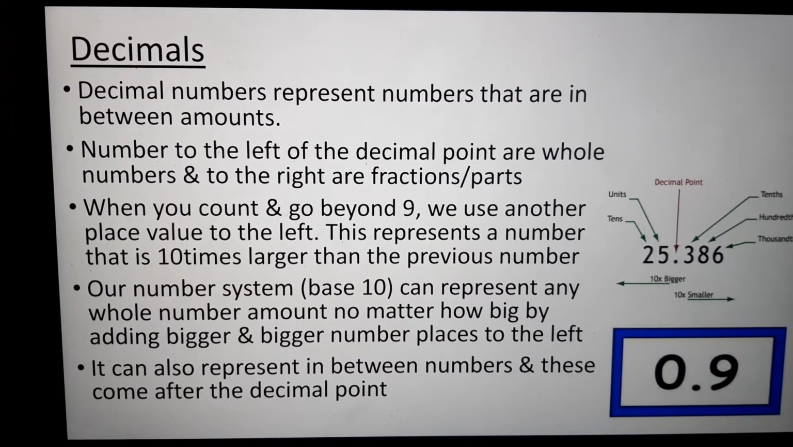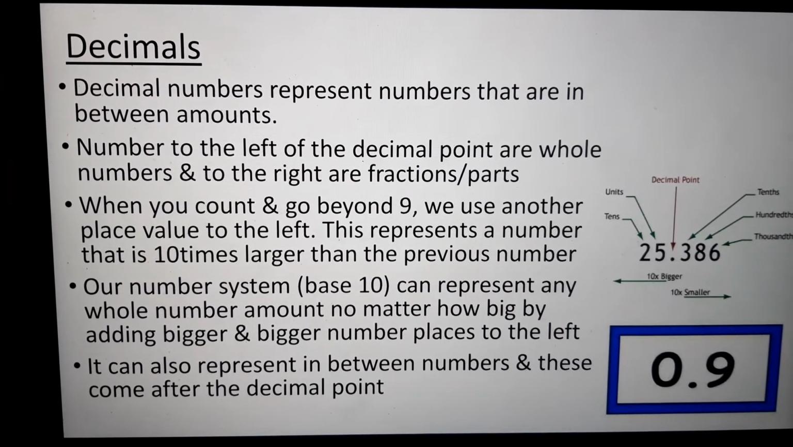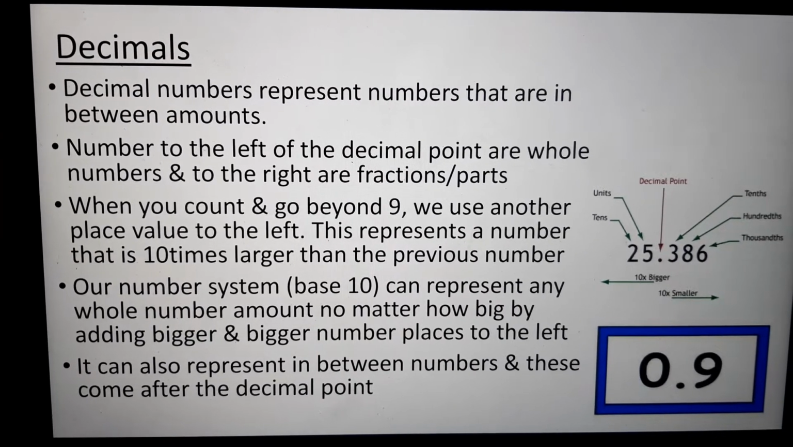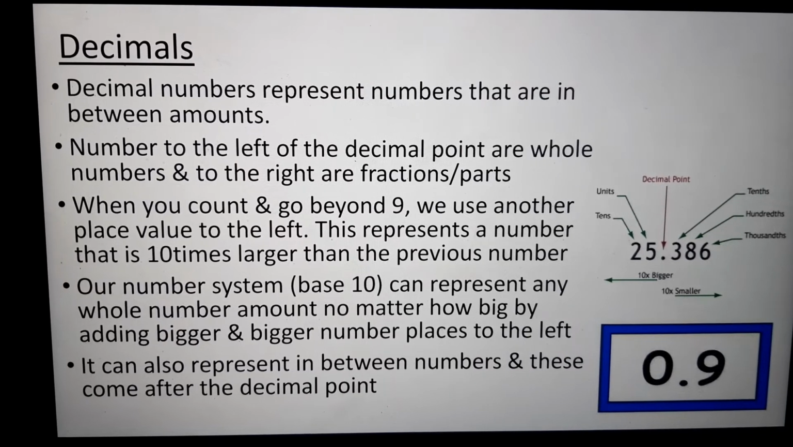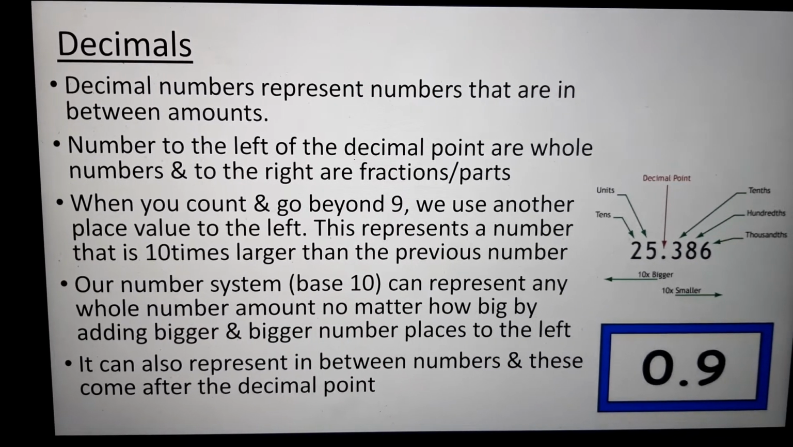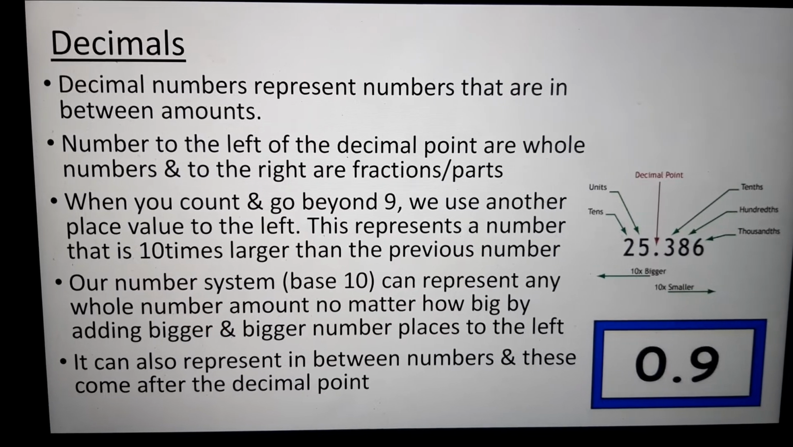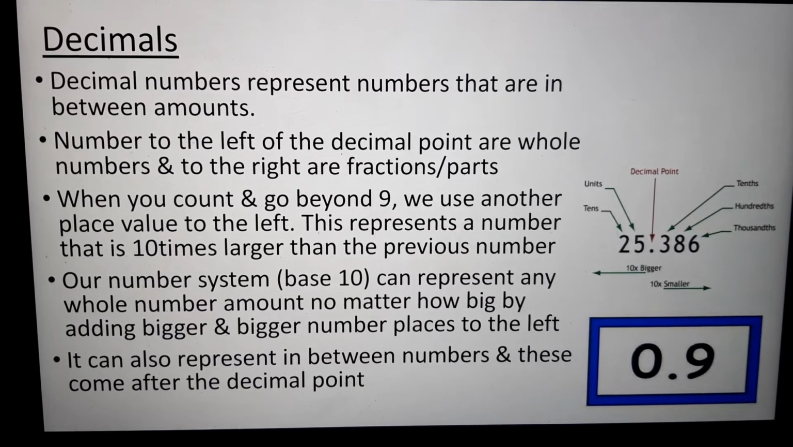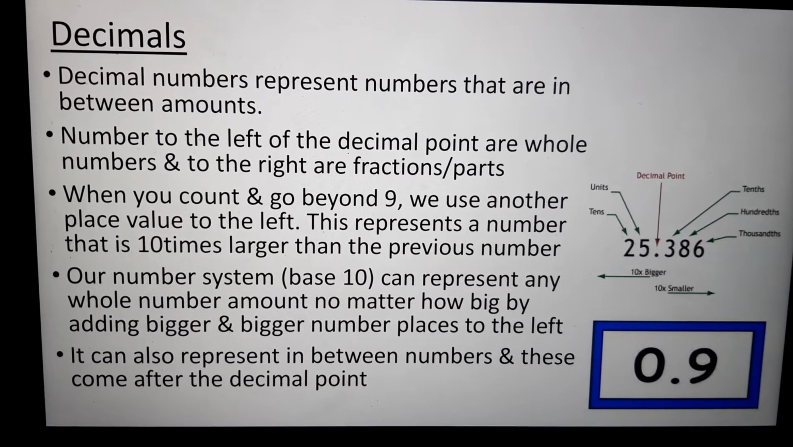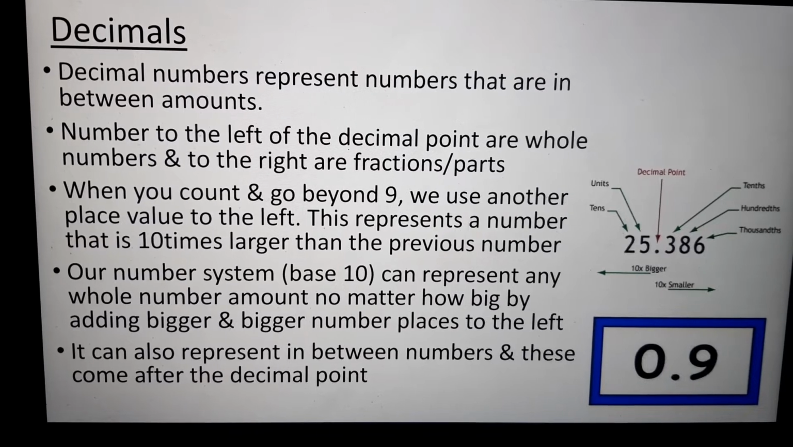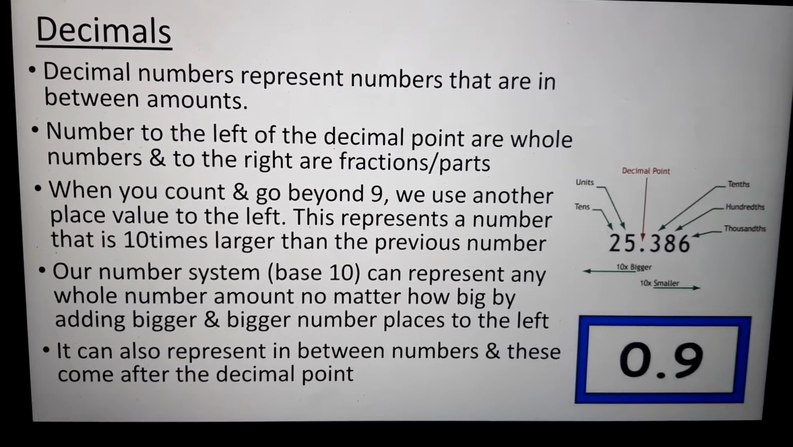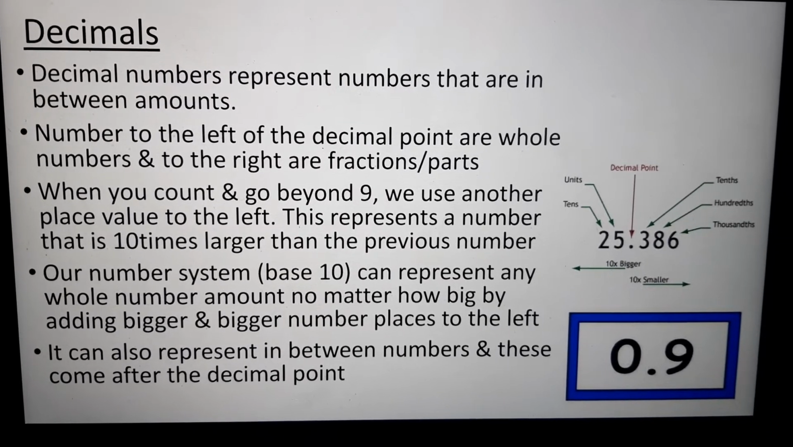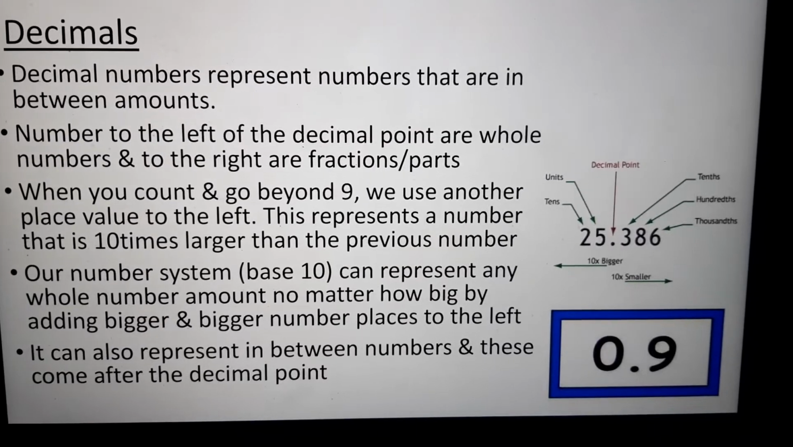Decimal numbers represent numbers that are in between numbers. Numbers to the left of the decimal point are whole numbers, and numbers to the right are fractions or parts. When you count and go beyond 9, we use another place value to the left. This represents a number that is 10 times larger than the previous number. Our number system, base 10, can represent any whole number amount, no matter how big, by adding bigger and bigger numbers to the left. It can also represent in-between numbers, and these come after the decimal point.